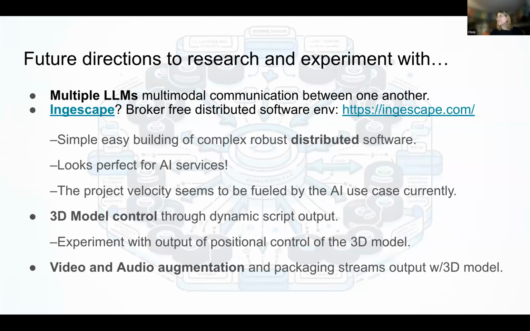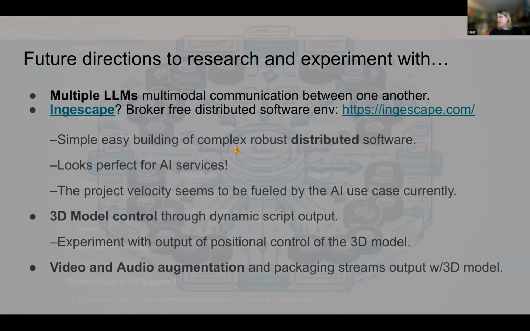So future directions would be like Ingescape from ZeroMQ. It looks like it would make it where you can just run functions across distributed systems, where you no longer are just making connections, but you're like one big program, real IPC. That looks exciting to get into. It looks like it's built for this stuff. They're working a lot on it, it looks like. So it looks fun. 3D model control and audio video augmentation, other things.